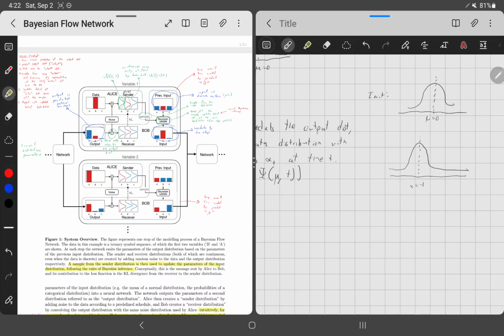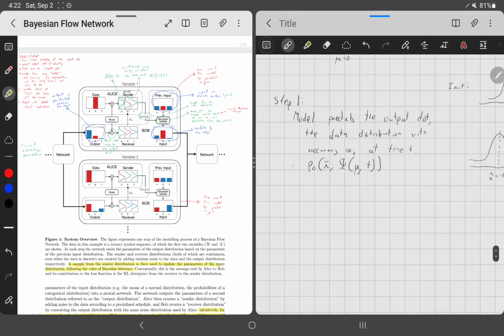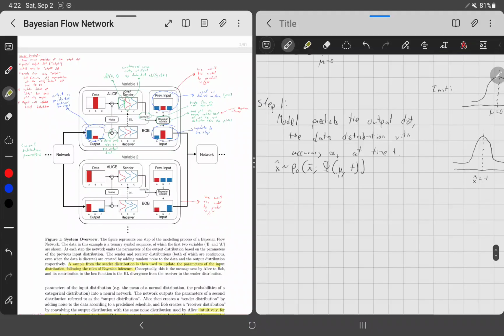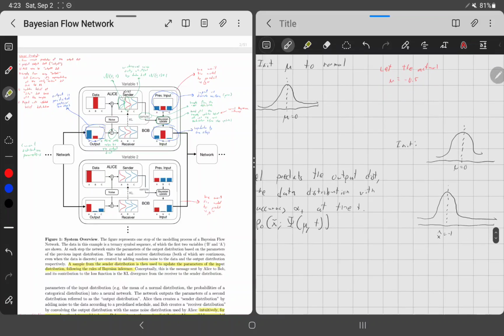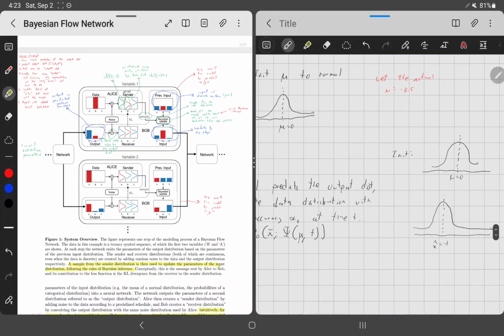And in this case, it's not mu, it's x hat, and we do sample this. So x hat is sampled from here. So the model makes a direct prediction, basically, and this is the prediction of the output distribution.